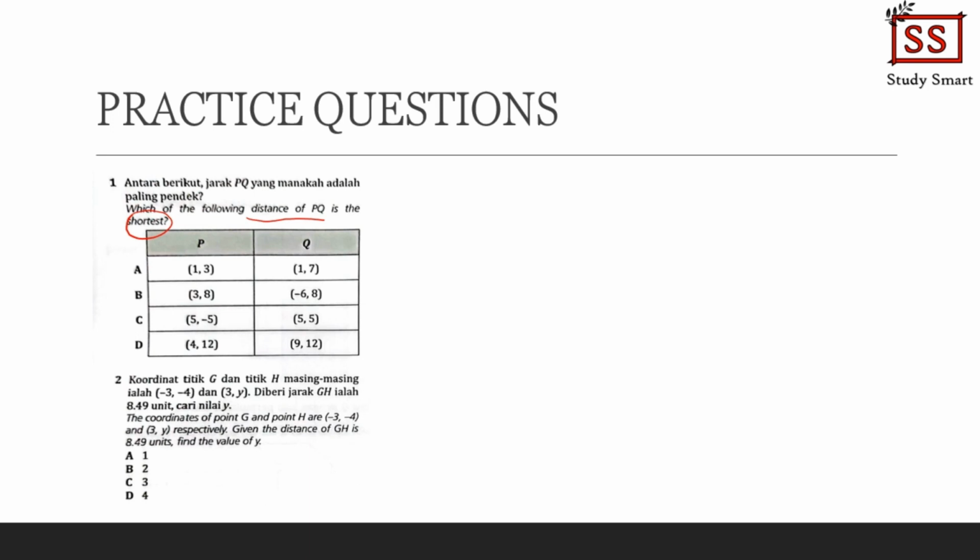For answer A, you can see that the coordinates of point P and Q have a similar x coordinate. Your x coordinate value is 1, 1, 1. Because their x coordinates are similar, you just need to use the formula y2 minus y1. Which one is y2, which one is y1? It's up to you to identify which one is y2, which one is x2. So I identify like this.